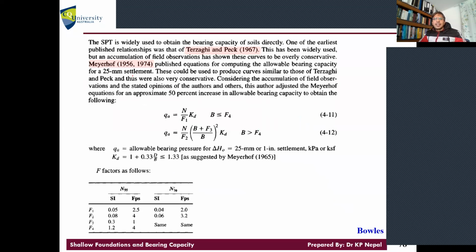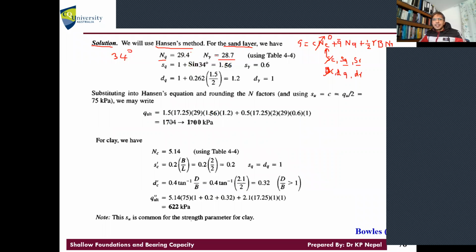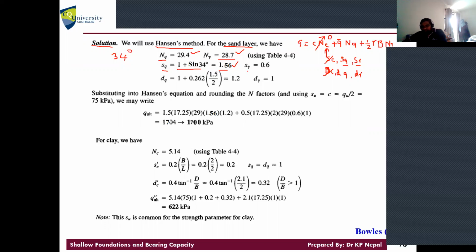Okay, now look here. So we got this NQ value, that N gamma value from there. So SQ, is that the formula for SQ we copied before? Yeah, it is 1 plus what? B dash by L dash sine phi. But B and L are the same, so they didn't write it here. You see how clever they are. So B by L is what? 2 by 2, so it's 1. So did you get this 1.56? I think somebody already computed that, yeah? Yes. Did you get 1.56? Yes, okay.